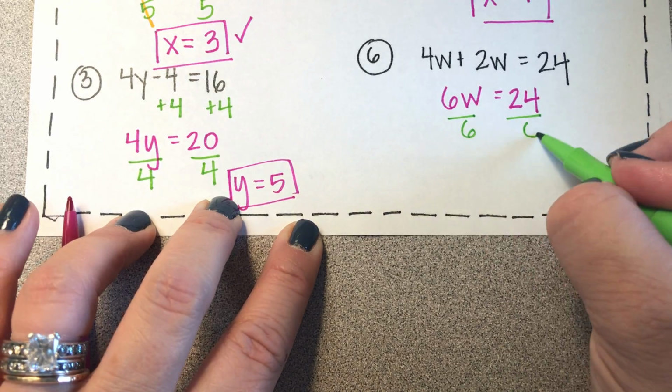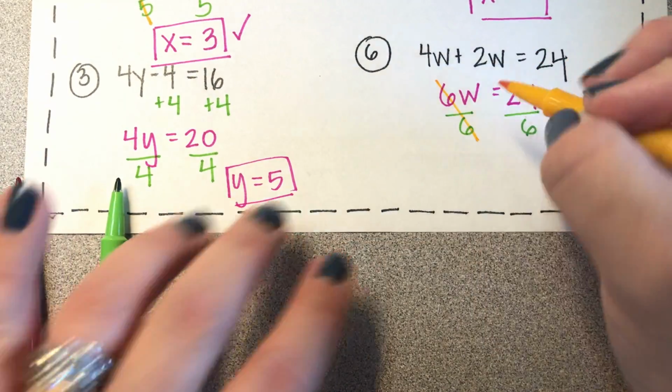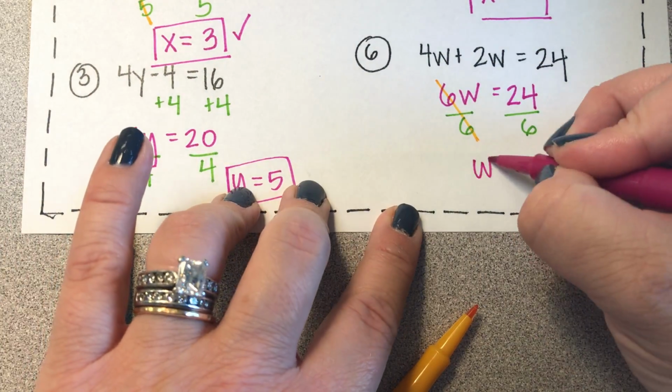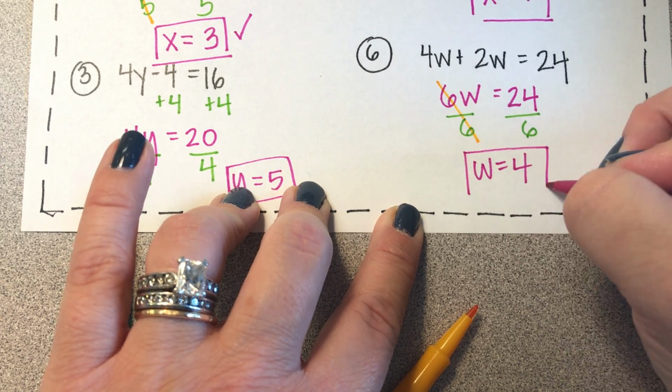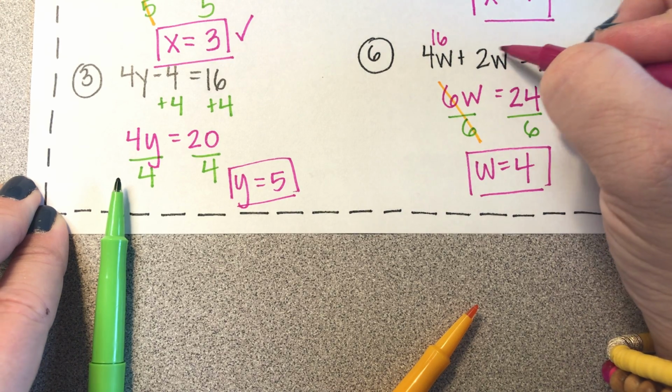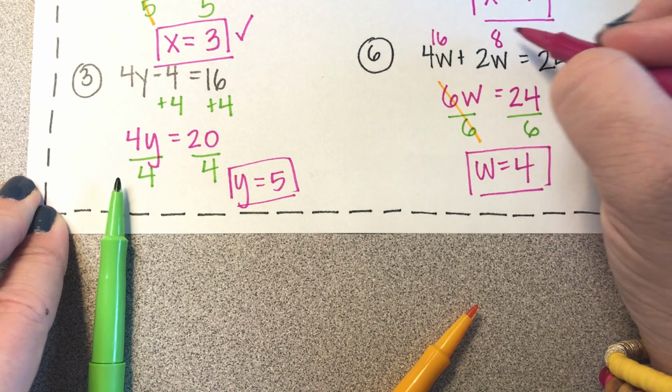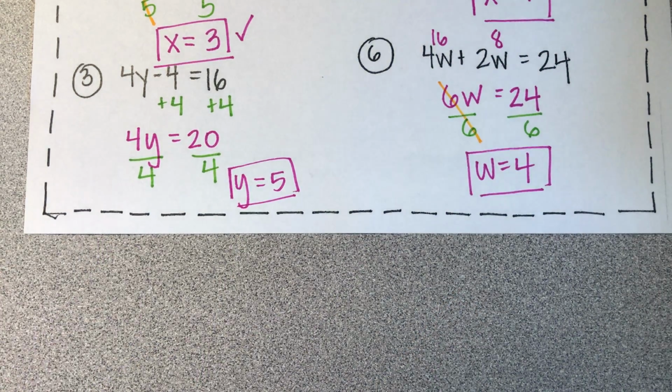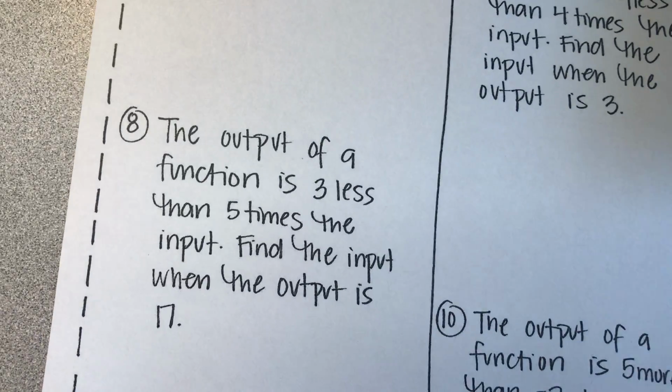Divide both sides by 6, and I'm left with W equals 4. Right, and that would be 4 times 4 is 16, 2 times 4 is 8, 16 plus 8 is 24. Okay, couple more examples and then we'll be done.